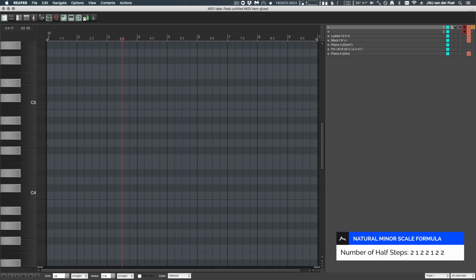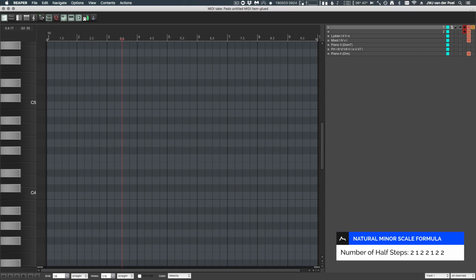So compare that with this one. Can you hear they sound the same even though one is lower than the other one? That's the natural minor scale, which we could also call the Aeolian mode.